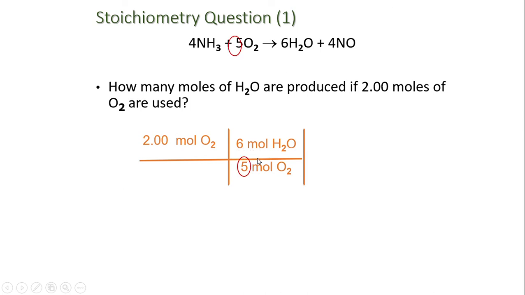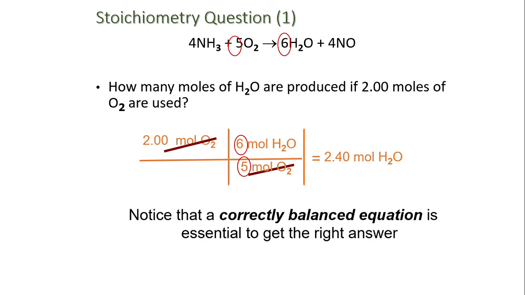So convert this, we can get 2.40 mole of water. So this is now the answer of this question. How many moles of water are produced if 2 moles of O2 are used? So notice that a correctly balanced equation is essential to get the right answer. So if the equation is not balanced, you need to balance it first before you can get the desired unit that you are asked to.